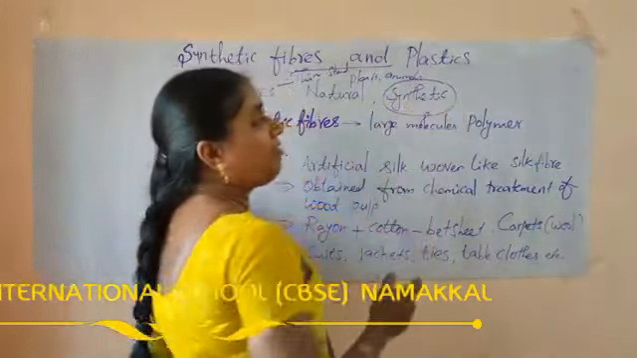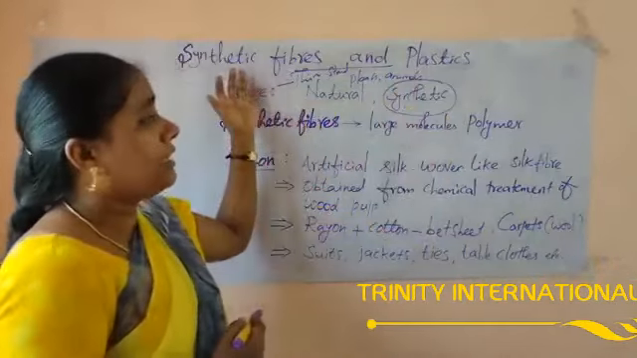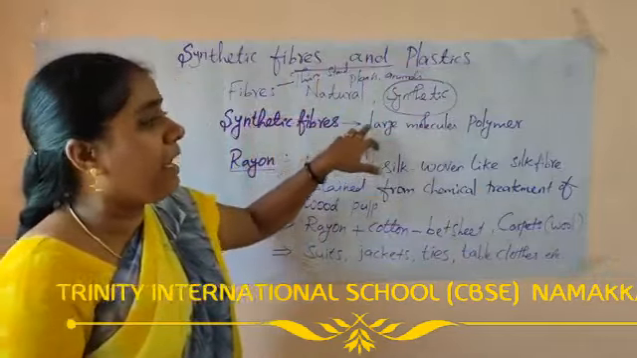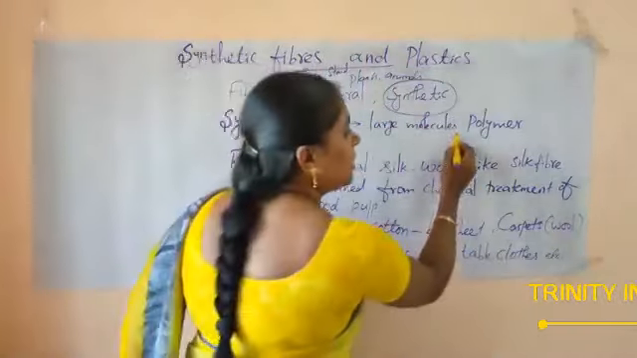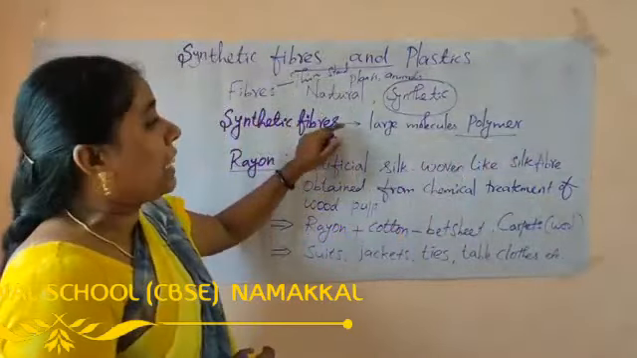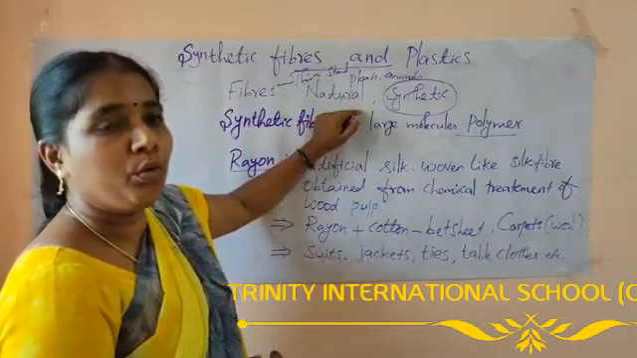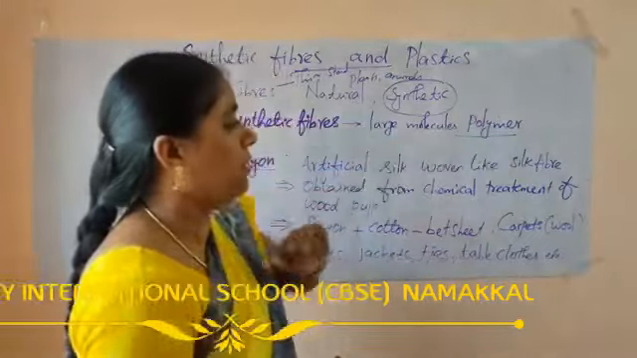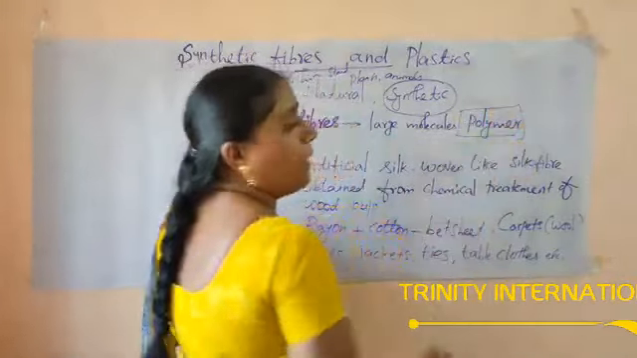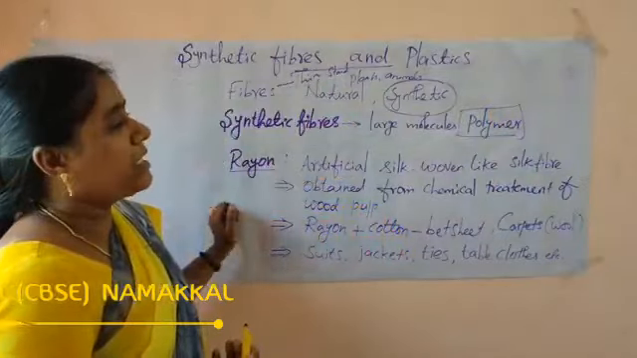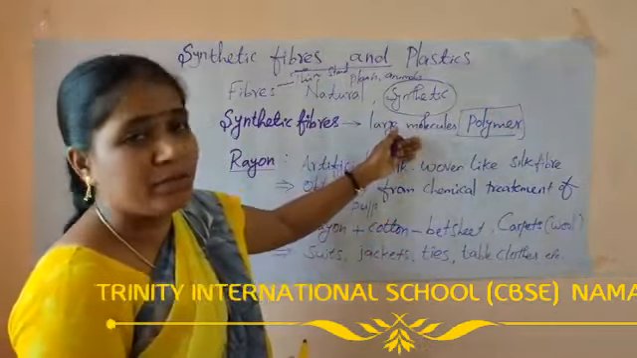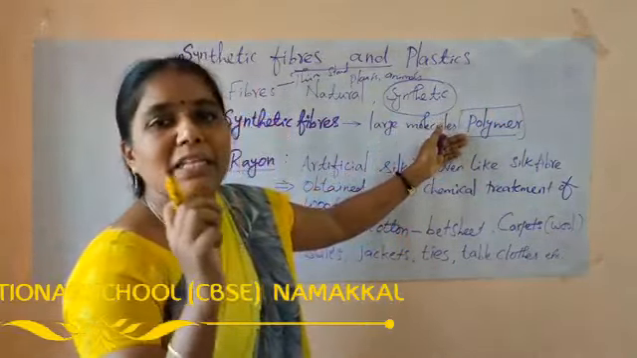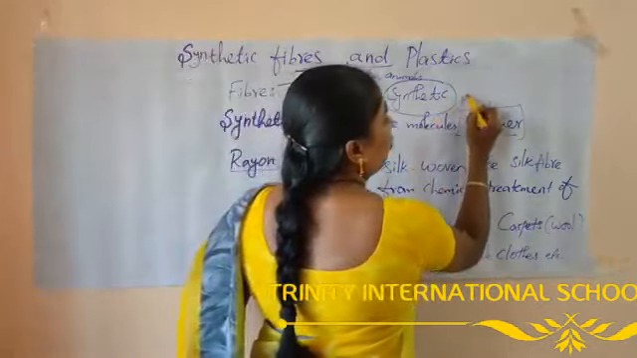These synthetic fibers and plastics are mostly obtained from large molecules called polymers. You have to know about the word polymer. Do you know what a polymer is? It is a large molecule of chemical units. A polymer is made with the help of many small units, called monomers.